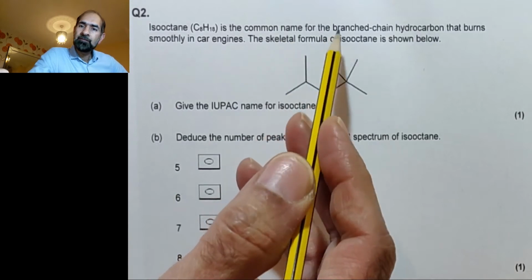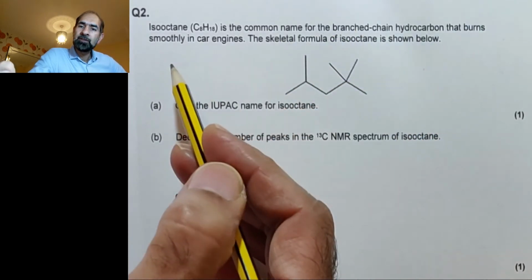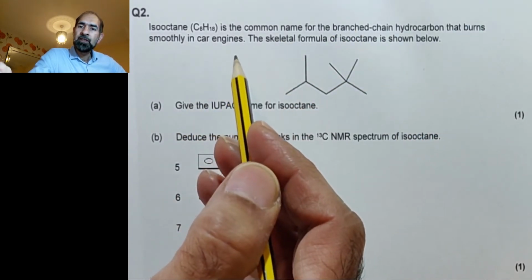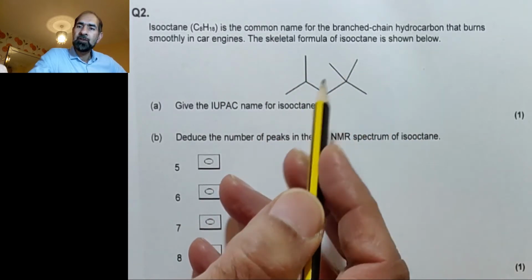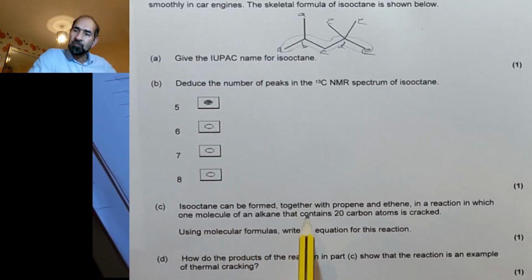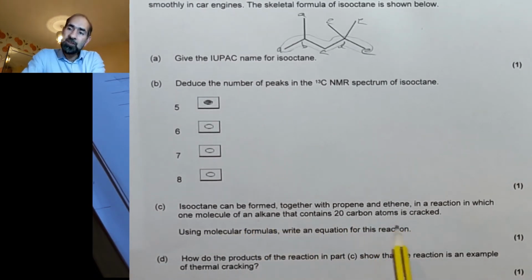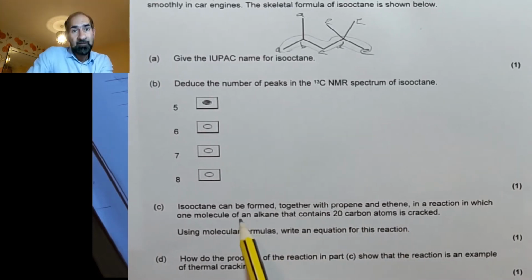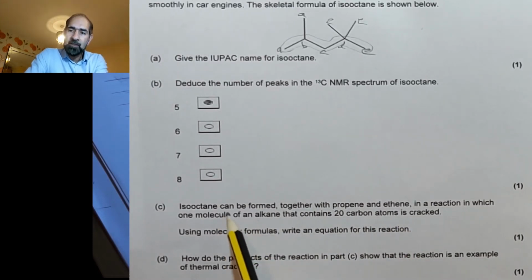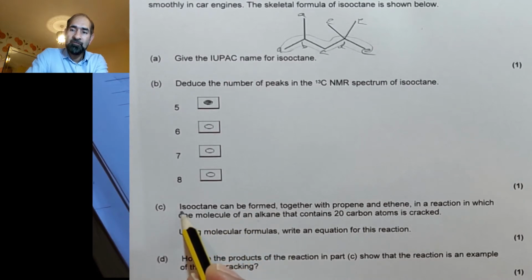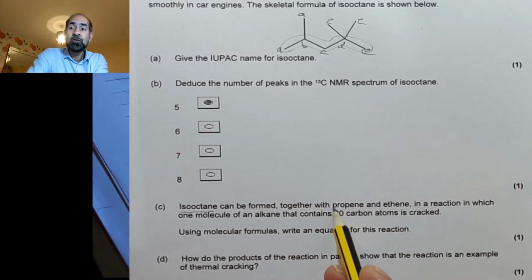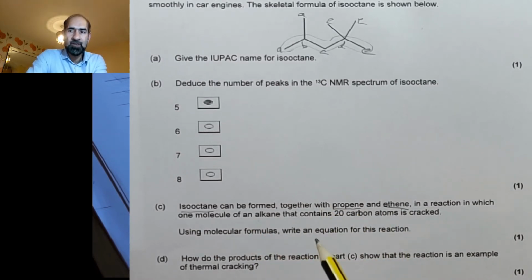Isooctane, common name for the branch chain hydrocarbons that burns smoothly in car engines. The skeletal formula of isooctane is shown below. Isooctane can be formed together with propene and ethene in a reaction in which one molecule of an alkane that contains 20 carbon atoms is cracked. Now, read this question carefully because it says isooctane can be formed, all right? So you're forming an isooctane together with propene and ethene as well as the isooctane, okay?